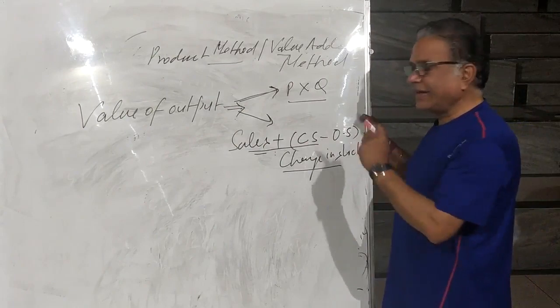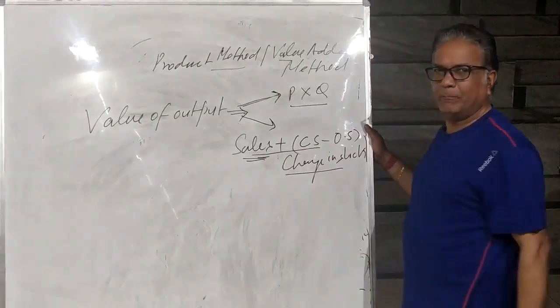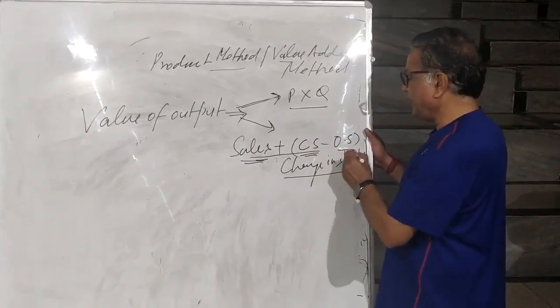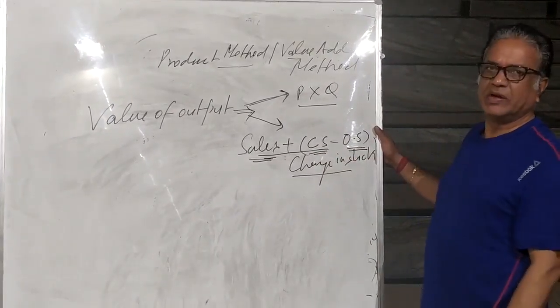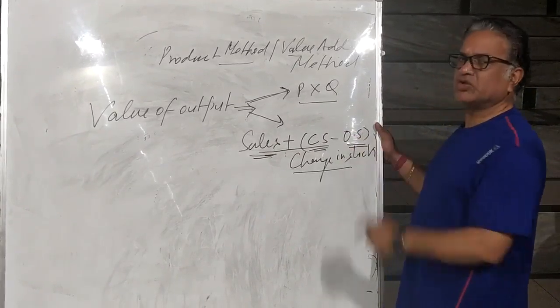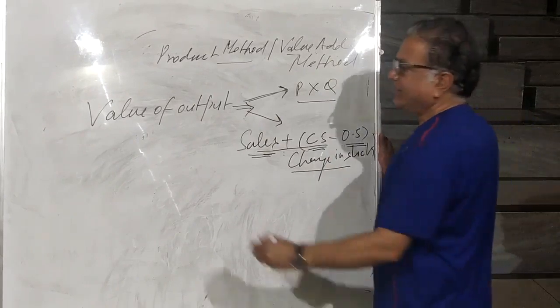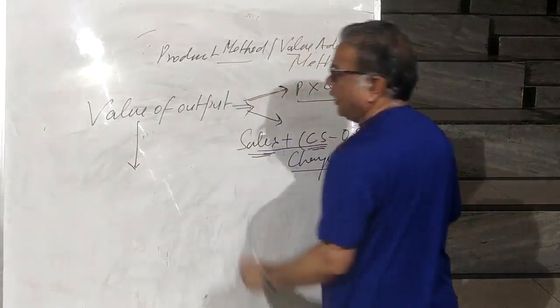So what type of numerical is possible? In the exam you may be given sales by the firm, the closing stock of the firm, and the opening stock of the firm. So what will you do? Sales, and then closing stock minus opening stock, the change in stock, add it, and you will reach the value of output. And then from value of output, what will we do?